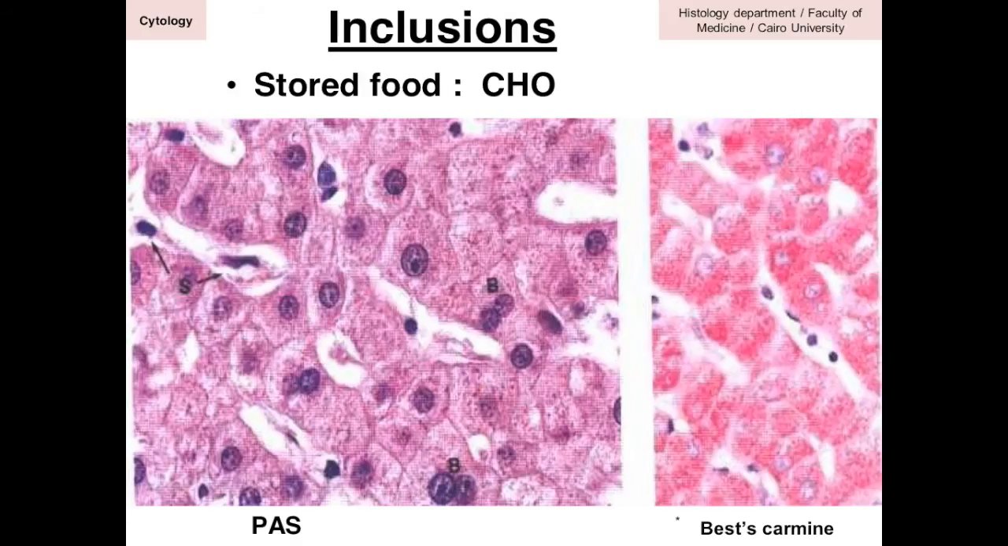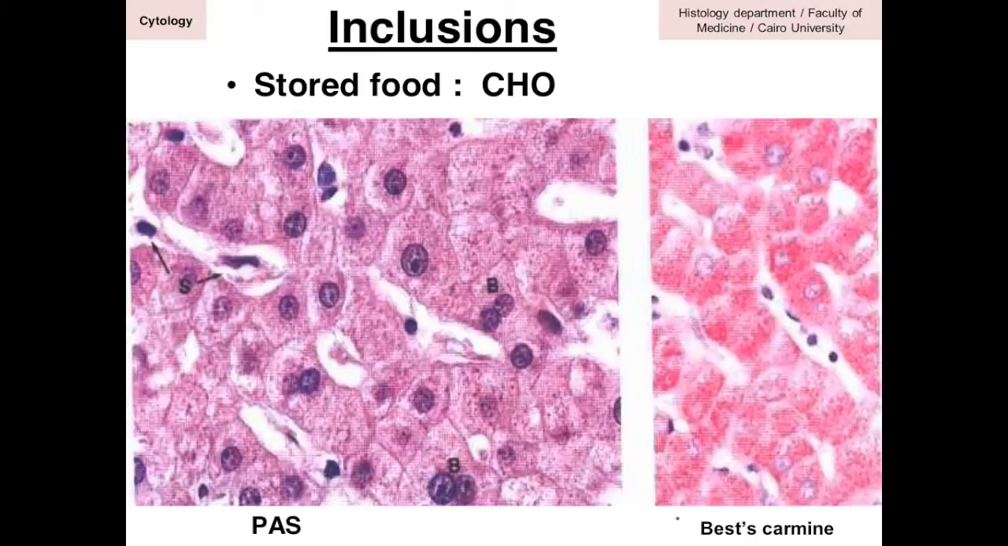This is a light microscope picture for the stored food as an example for inclusions. You should remember the characters of the organelles and the inclusions. Of course, the inclusions are non-living, temporary, not present in all the cells. They are not vital or essential, and they represent the metabolism products in the cell. Here we have the light microscope picture for the stored glycogen, which is always prominent in the liver cells.